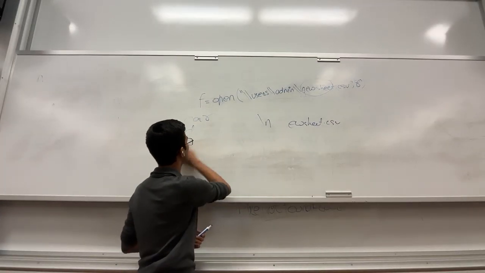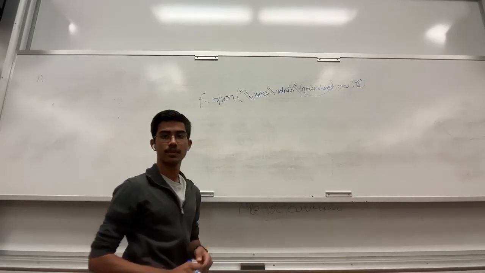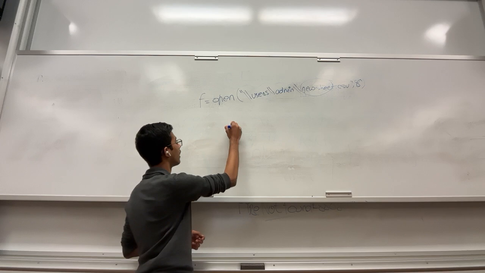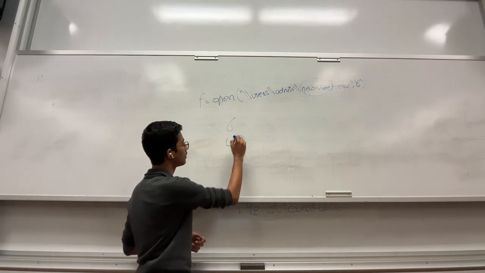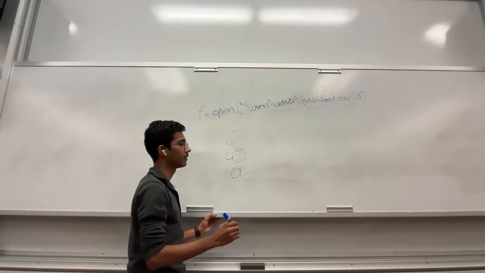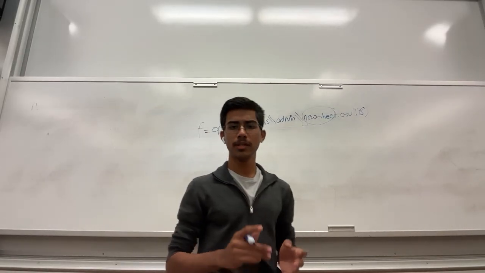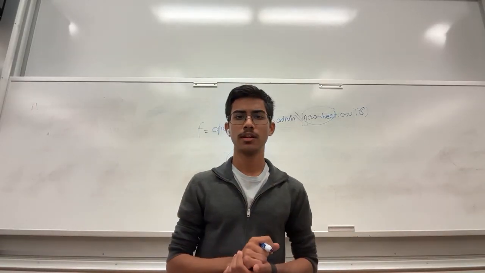There are three file modes that you will be using in this course. They are R for read, W for write, and A for append. Based off their names, you could guess what they are doing.